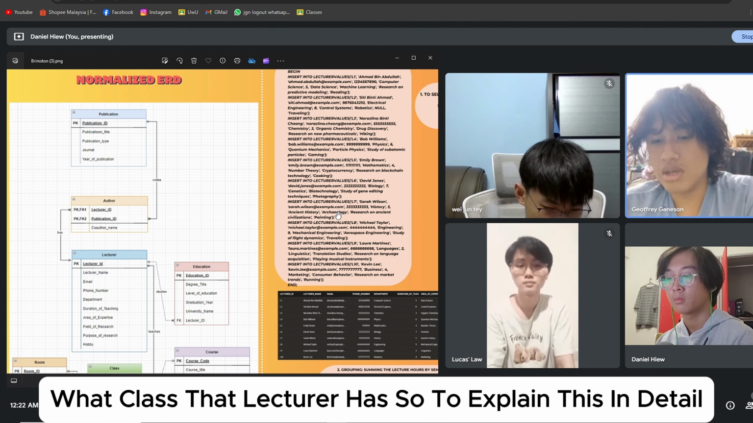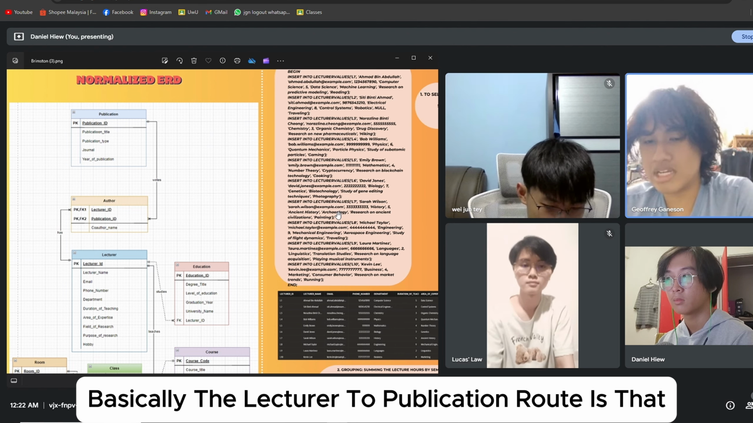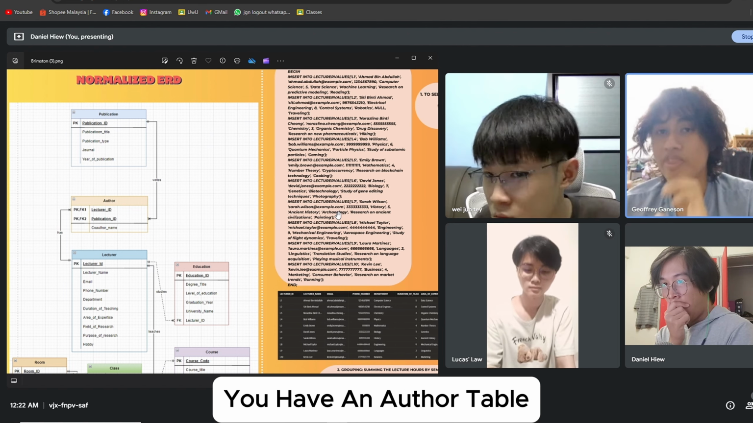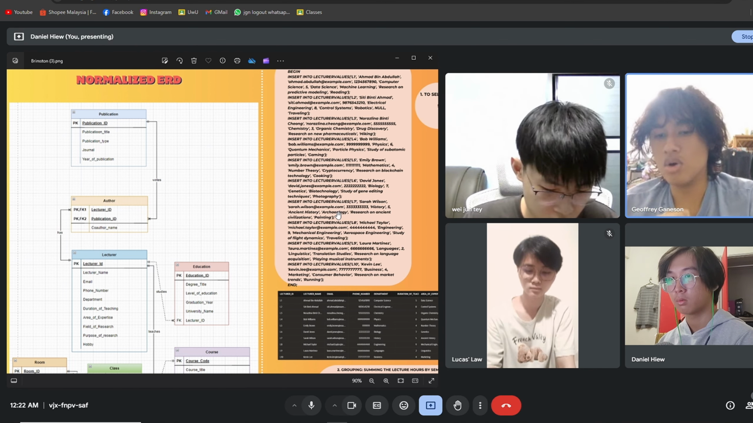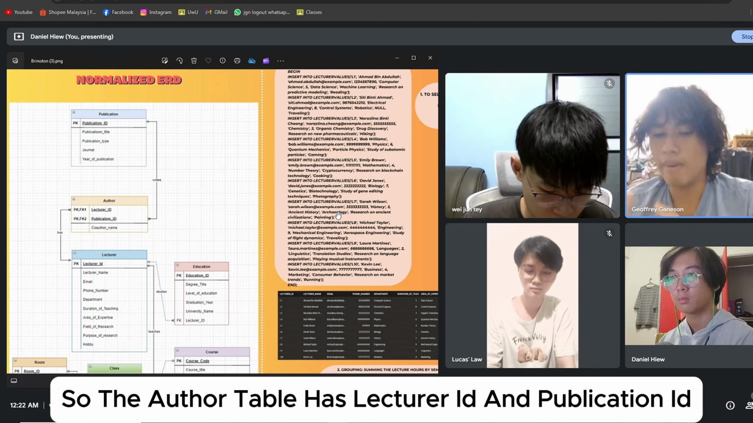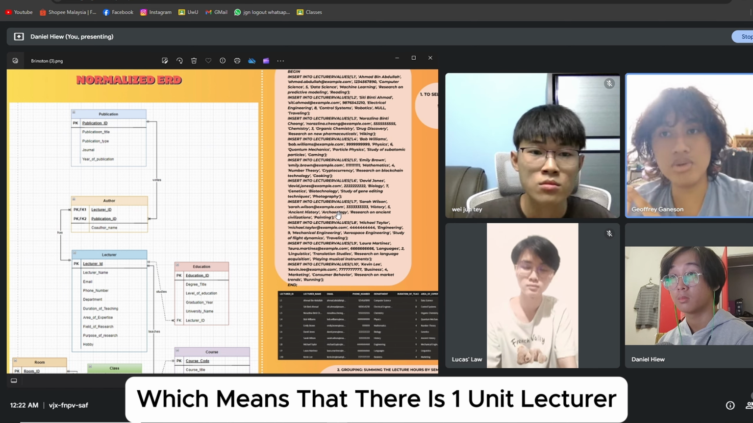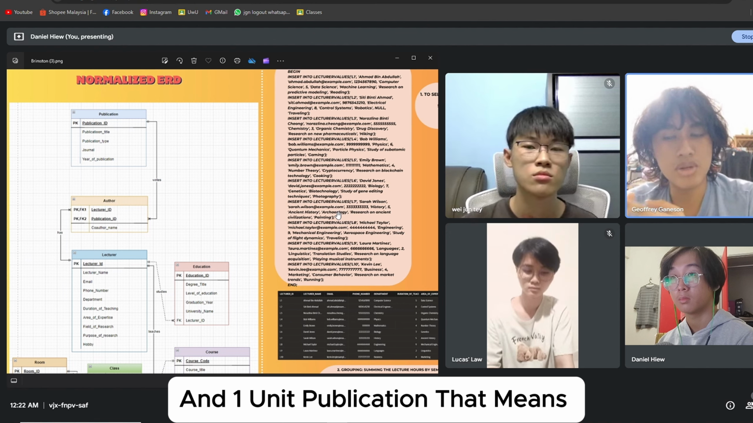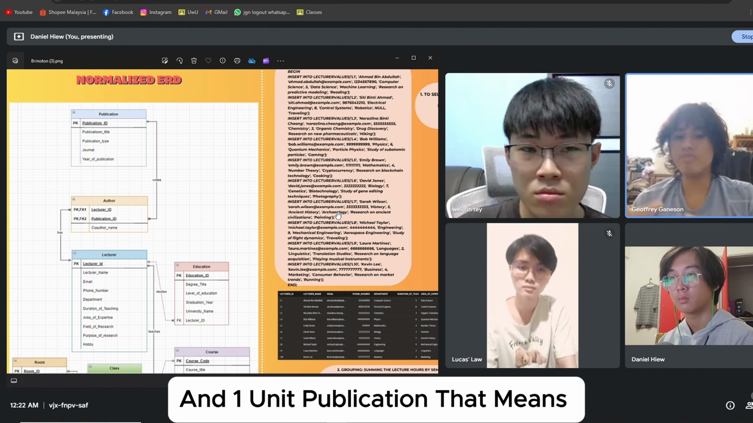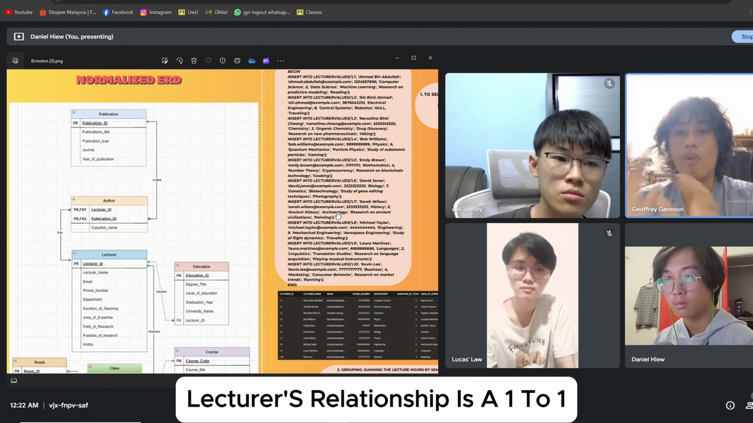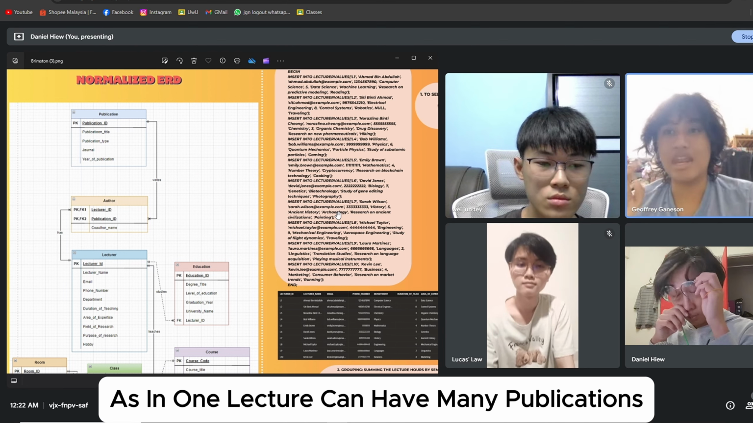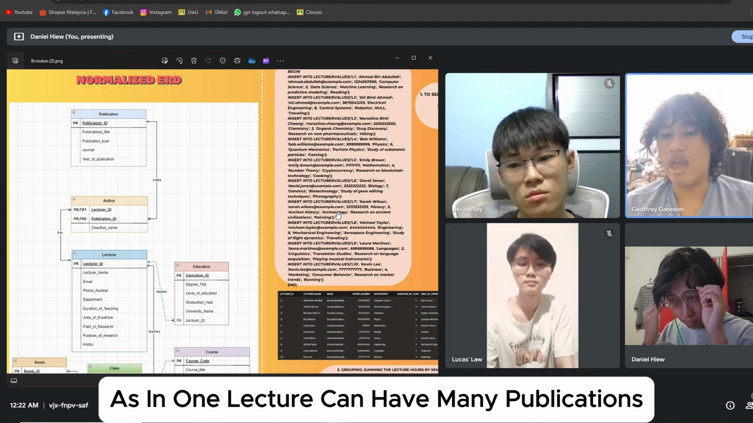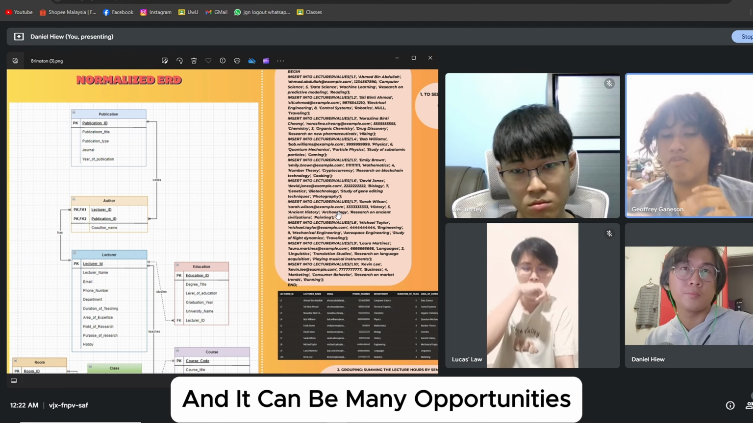To explain this in detail, basically the lecturer to publication route is that we have an author table, which is a bridge entity between publication and lecturer. The author table has lecturer ID and publication ID, which means that there is one unique lecturer and one unique publication. That means for each publication, the lecturer's relationship is one-to-one or one-to-many. As in, one lecturer can have many publications, and there can be many authors at the same time.